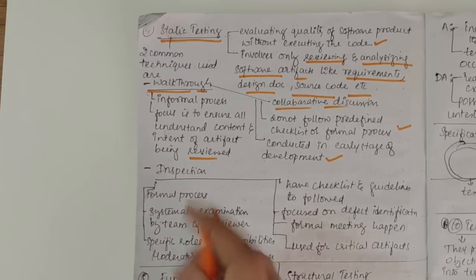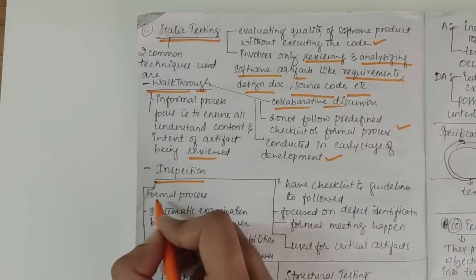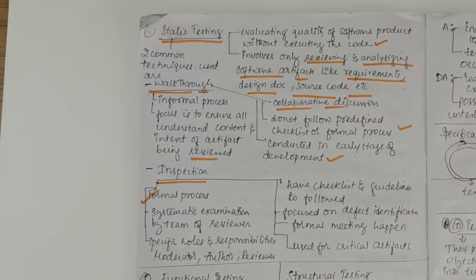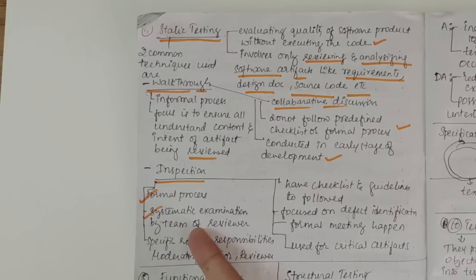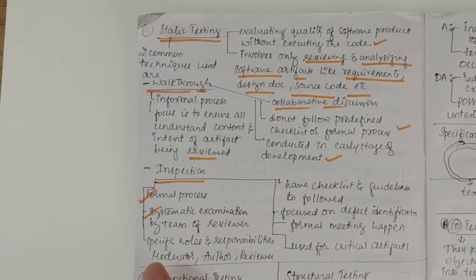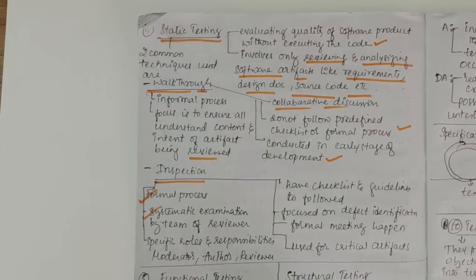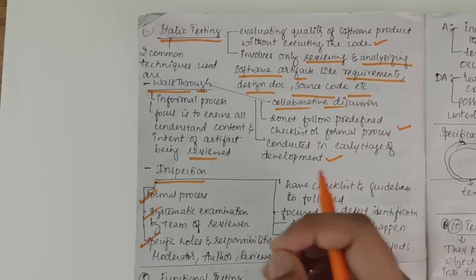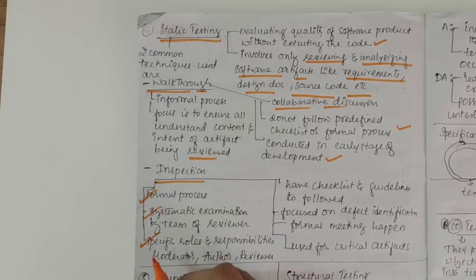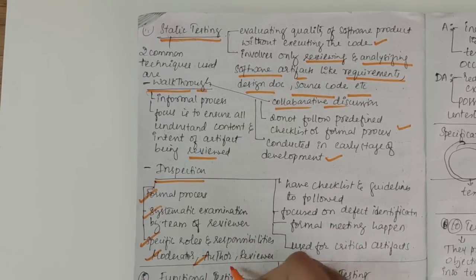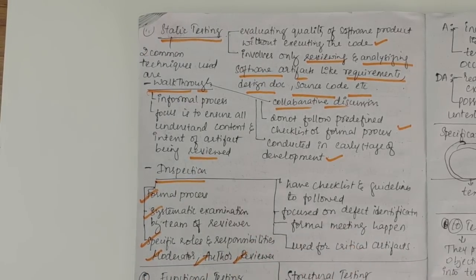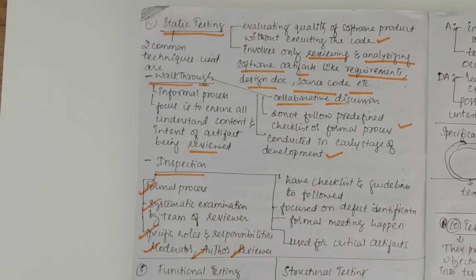Coming to inspection, inspection is the opposite of that. It is a formal process. So here we have the systematic execution by a team of reviewers. The team of reviewers could comprise all the developers, testers and all. So here specific roles are allotted to each and every person sitting there. So it could be a moderator, author or reviewer, or the manager, or anyone for that matter.